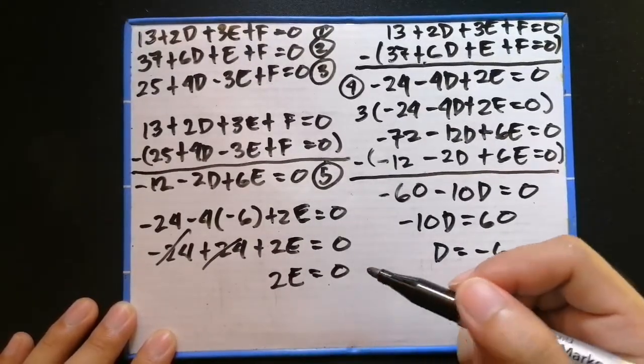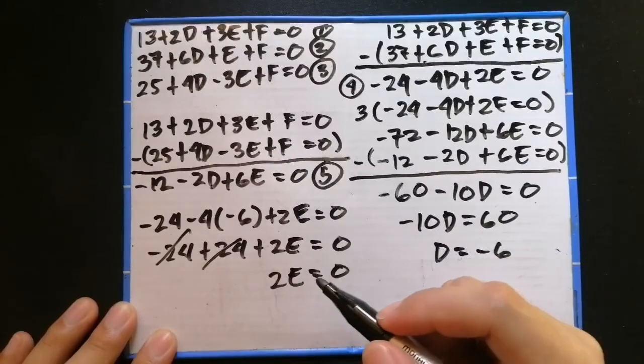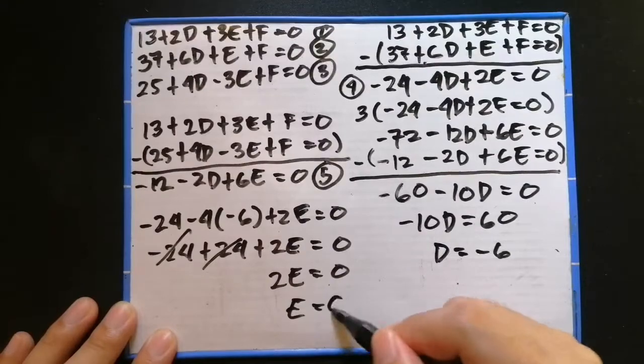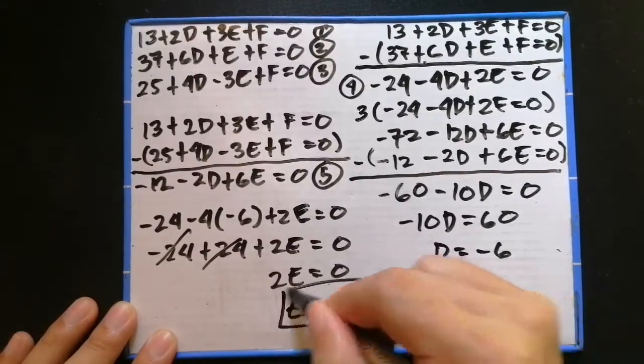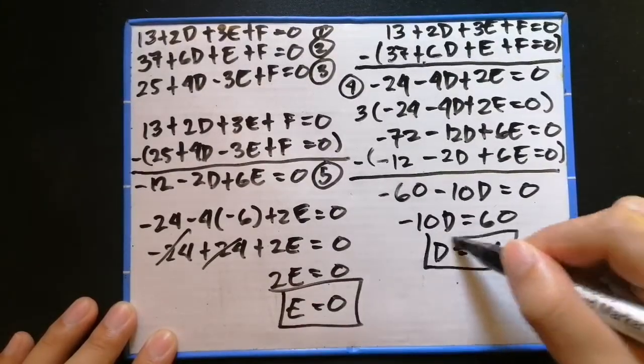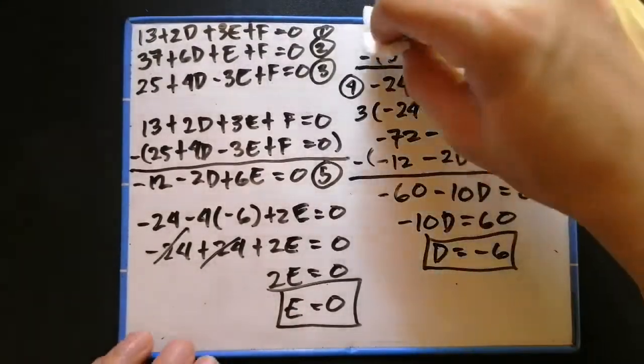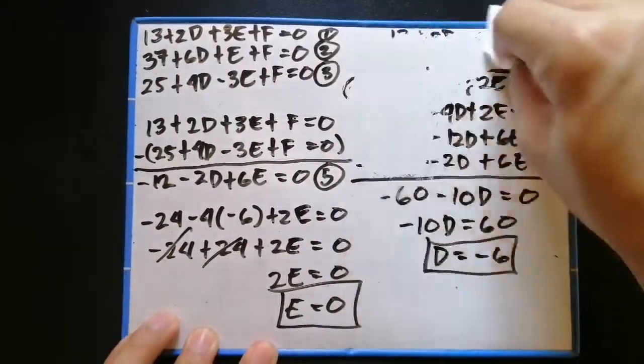Then, divide both sides by 2 or multiply 1/2 both sides. That will leave us 0 pa rin. So, E is equal to 0, D is equal to negative 6. So, tandaan nyo, D is negative 6, E is 0. Bura muna tayo.